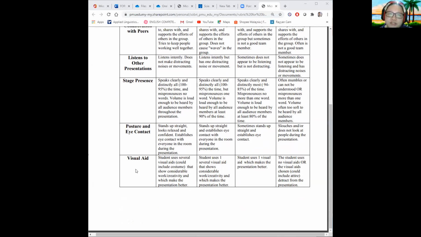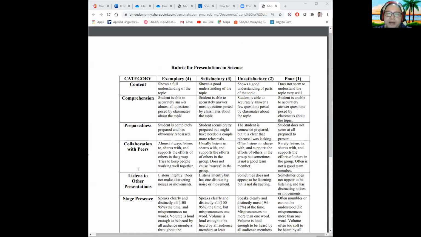For the rubric part, I will take one example. For example, when we evaluate students on the contents, if students are able to show a full understanding of the topic, they will get 4 marks. And for those who show a good understanding of the topic, they are awarded 3. Then followed by unsatisfactory with 2, and the last one is poor with 1 mark.